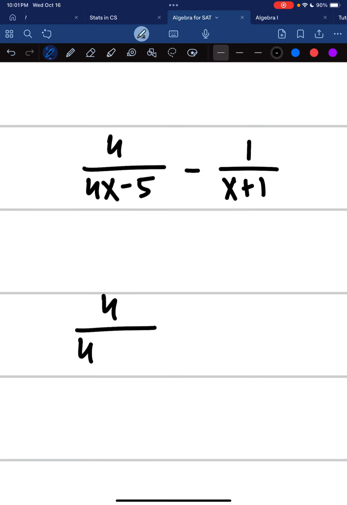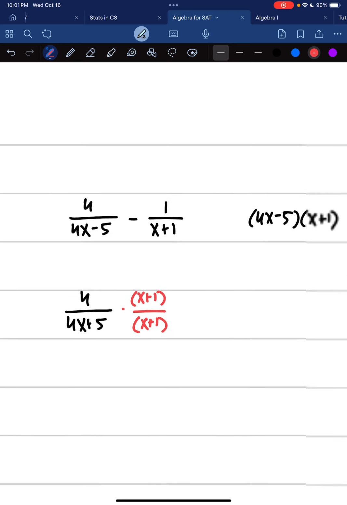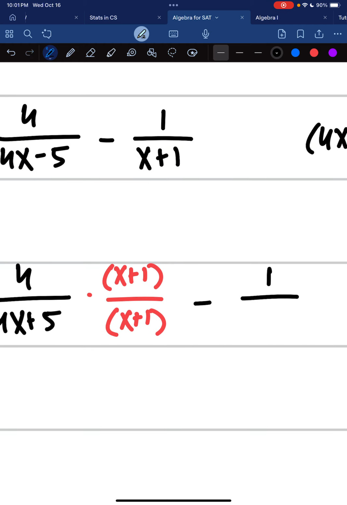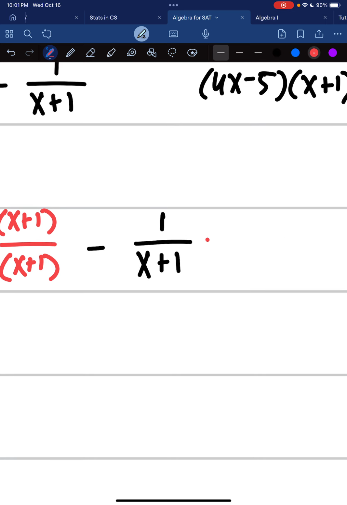So I'm going to have 4 over 4x minus 5, and then I'm going to multiply times x plus 1 on the numerator and denominator. And then for the second fraction, we can see that it already has the x plus 1 in the denominator, but it's missing this 4x minus 5. So I'm going to multiply this second fraction by 4x minus 5 on the numerator and denominator.